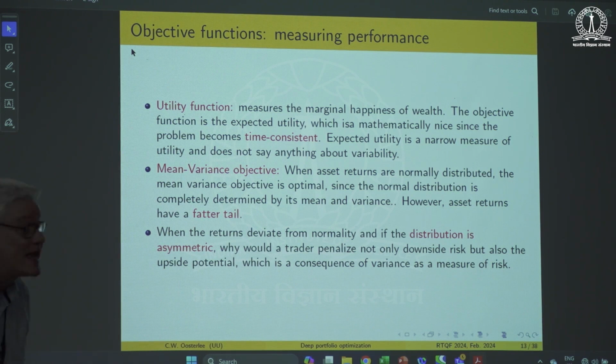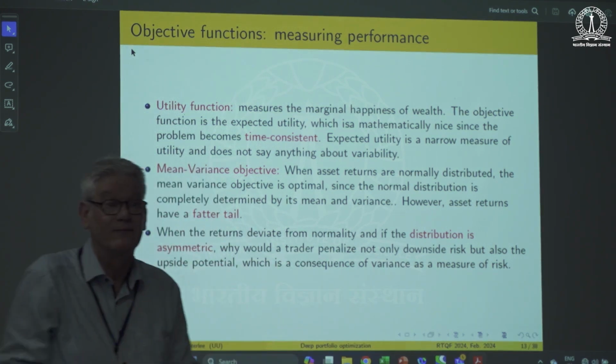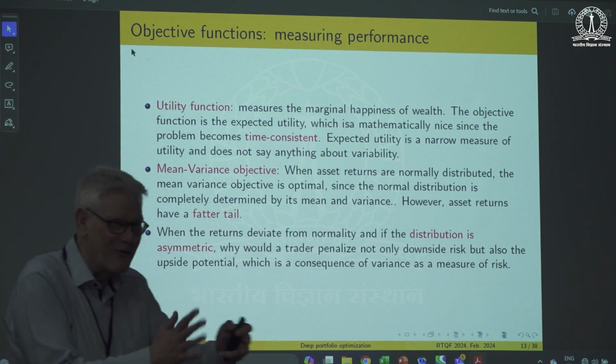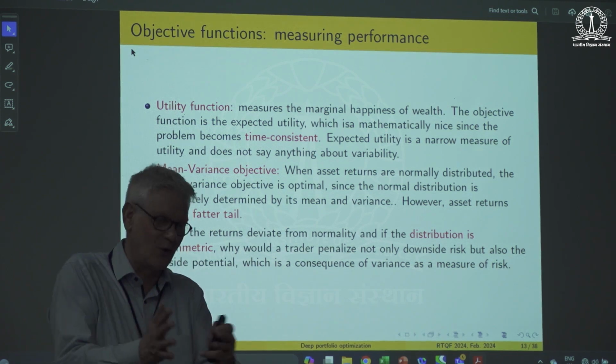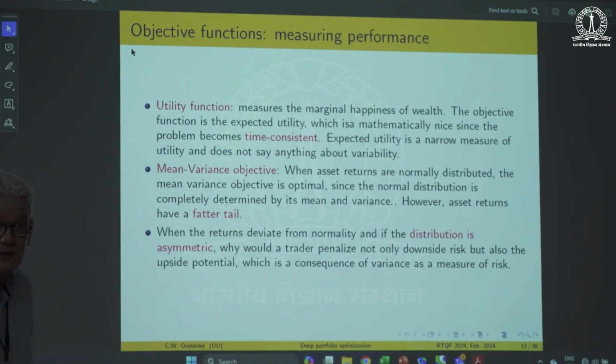Unfortunately, current day asset returns have a fatter tail, so they are not normally distributed anymore. So when returns deviate from normality and the distribution is asymmetric, why not try to only penalize the downside risk and leave the upward potential be? If we penalize the variance strongly, then we also penalize the upward potential, because the variance is a symmetric measure. We will keep the variance in our objective function because it sort of stabilizes the whole computation. But in principle, we focus on shifting that distribution to the right as much as possible.